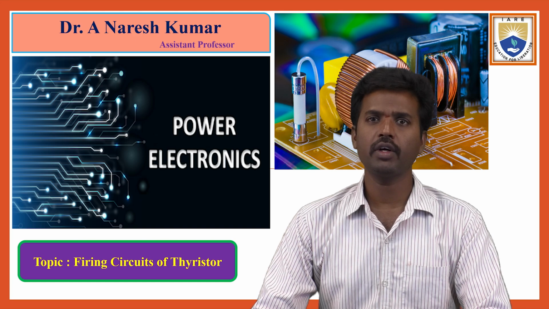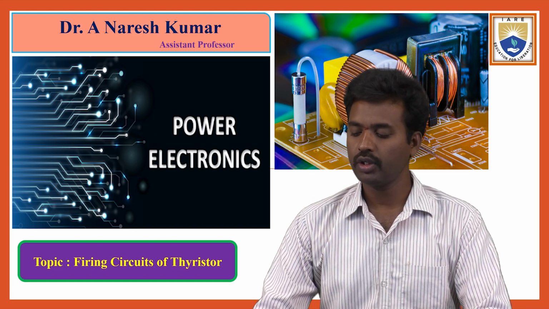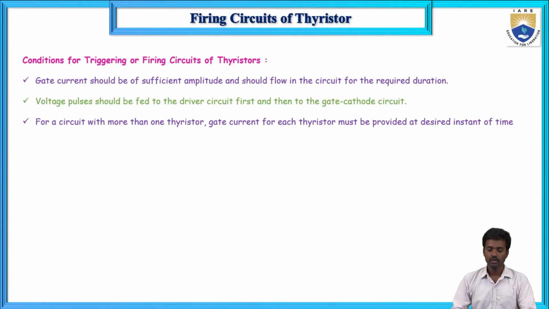Hyderabad. Today we are going to have a discussion on firing circuits for SCR, that means thyristor. SCR has three terminals: anode, cathode and gate. If you give the positive supply to the anode and negative supply to the cathode, the SCR is in forward blocking mode condition.